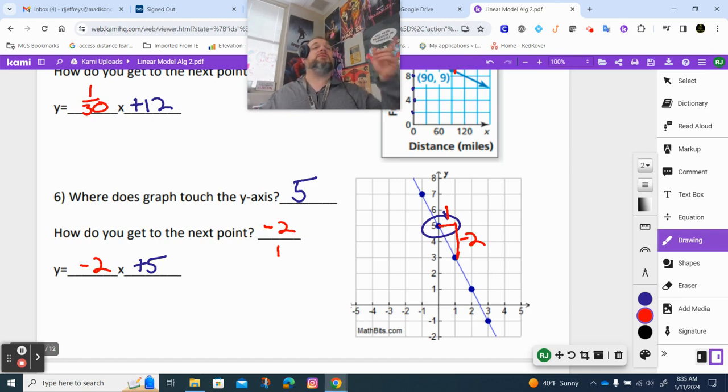Good question. The question was, how do you know which point to go to? And in the directions, it says, how do you get to the next point? We're going from left to right. A lot of this is based on the English language of the left to right.